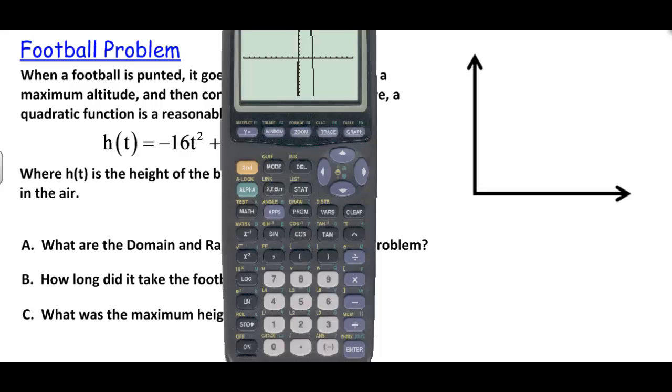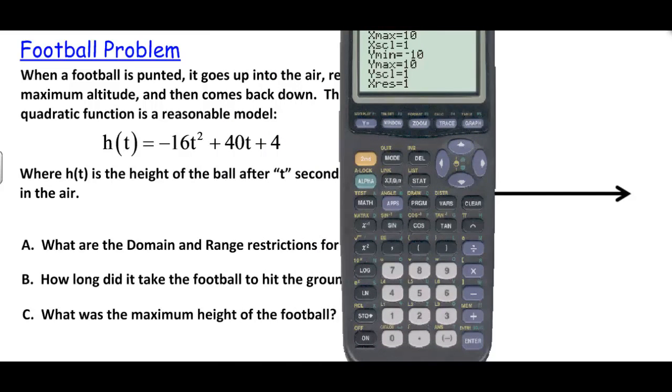So here it shows the ball going up and coming back down. This is 10 by 10. If you notice, it didn't take very long. The ball wasn't in the air very long, but I need to go up more. I know my y-intercept is at 4, but I've already passed that, but my vertex is higher. So let's say, I don't know, 40.